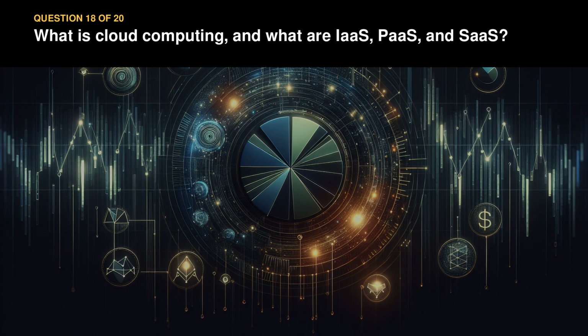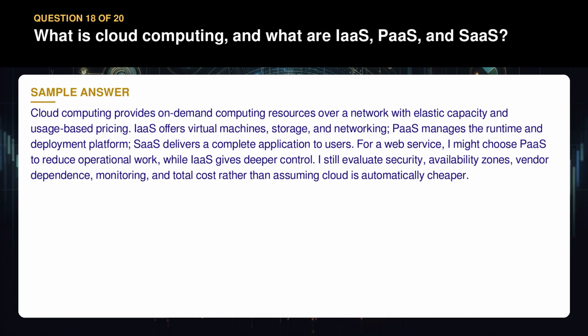Question 18. What is cloud computing, and what are IaaS, PaaS, and SaaS? Cloud computing provides on-demand computing resources over a network with elastic capacity and usage-based pricing. IaaS offers virtual machines, storage, and networking. PaaS manages the runtime and deployment platform. SaaS delivers a complete application to users. For a web service, I might choose PaaS to reduce operational work, while IaaS gives deeper control. I still evaluate security, availability zones, vendor dependence, monitoring, and total cost rather than assuming cloud is automatically cheaper.